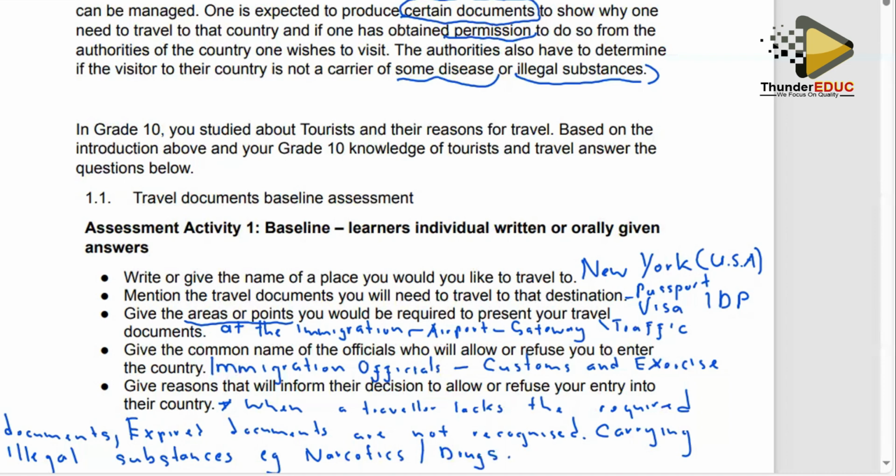So just to go over this again, the question says, give reasons that will inform their decision to allow or to refuse you entry into their country. I'm going through the points again. When a traveler lacks the required documents, when you lack a passport or a visa, they may not allow you to enter that particular country. Then when you're carrying expired documents, these are not recognized, so they would not allow you entry. Also carrying illegal substances such as narcotics or drugs, which are prohibited in that country, will make you undesirable in that particular country.